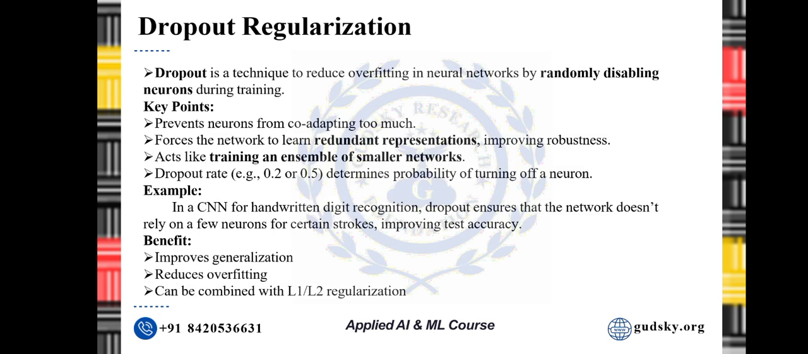So, for example, in a CNN, that means convolutional neural network, for handwritten digit recognition, dropout ensures the network doesn't rely on a few neurons to detect certain strokes or curves. Instead, it learns general patterns that work for all digits. Dropout usually uses a rate like 0.2 or 0.5, meaning 20 to 50% of neurons are randomly dropped per iteration. So, the result is better generalization, reduced overfitting, and a more robust model.